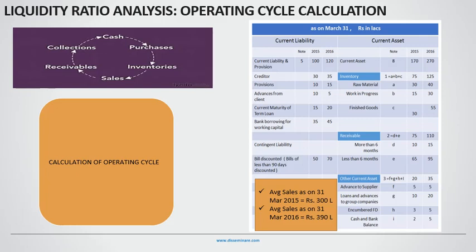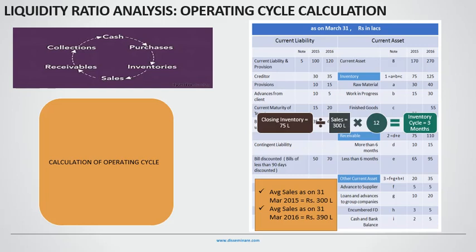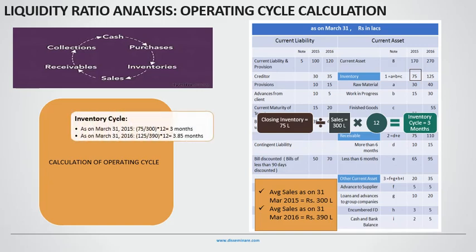We shall first calculate the inventory cycle using the formula, average balance of inventory, divided by sales, multiplied by 12. We can see from the balance sheet, the average closing balance of inventory on the 31st of March 2015 is Rs 75 lakhs. The sales are Rs 300 lakhs. Thus inventory cycle, as on 31st of March 2015 equals 75 divided by 300 multiplied by 12 equals 3 months. Similarly, from the balance sheet, for the 31st of March 2016, the inventory cycle is 3.85 months.